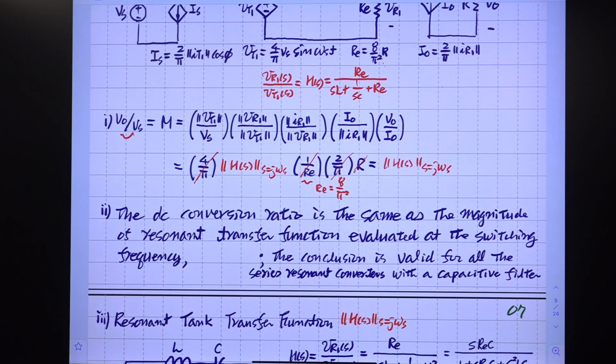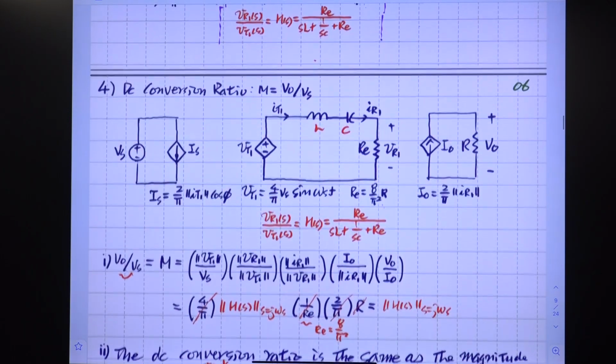Something is missing. The resonant tank transfer function evaluated at the switching frequency, in terms of its notation, that was H(s), magnitude evaluated at the switching frequency. Okay, this is the result of this DC gain analysis, and this is very general, right? Actually, it does not matter what the structure of this resonant tank circuit is.